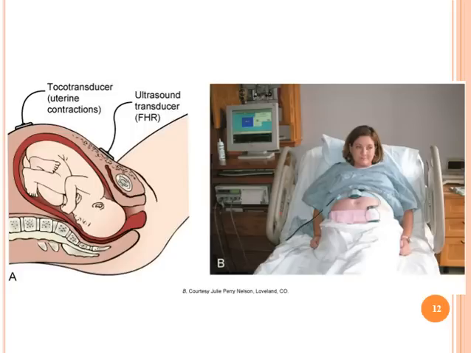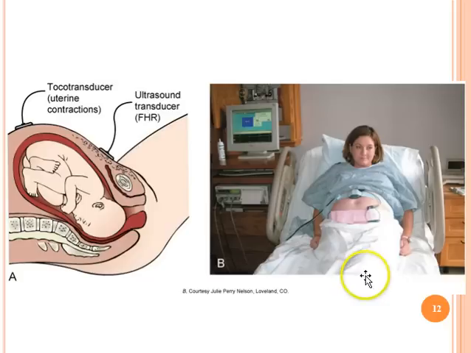This is figure 15-3 in your book, and this is showing the external non-invasive fetal monitoring with the tocotransducer and ultrasound transducer. So the tocotransducer we place on the fundus of the uterus to measure the contraction, and then the ultrasound transducer we try and place over the back of the baby because that's where you're going to hear the heartbeat the best.